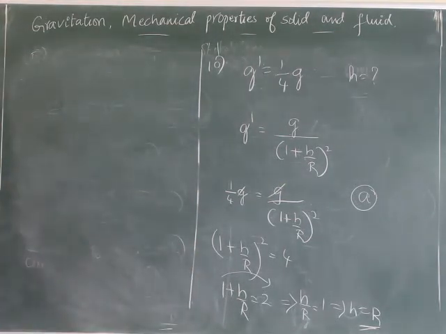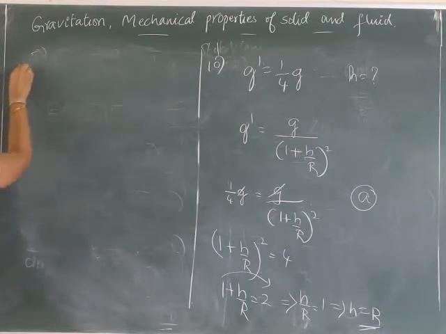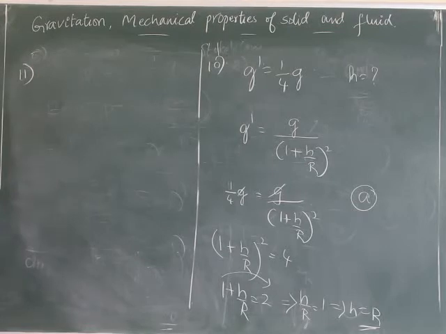Next. Two wires of diameter 0.25 centimeter, and one made up of steel. See the diagram.